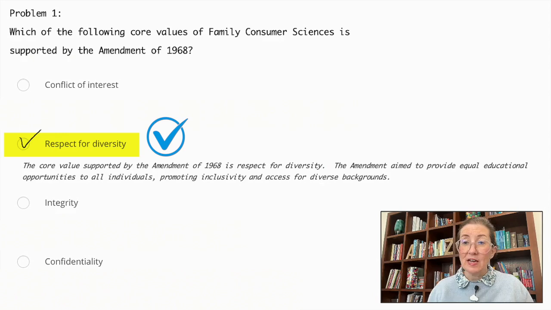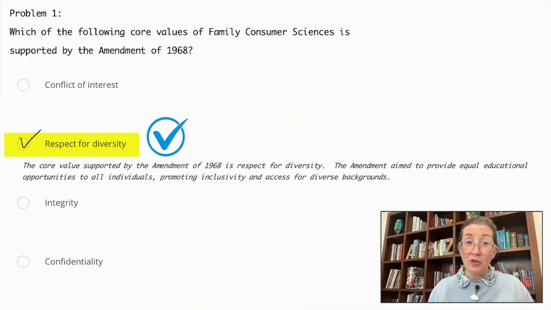The Amendment of 1968, also known as the Vocational Education Amendments of 1968, aimed to provide equal educational opportunities to all individuals, including those from diverse and underrepresented backgrounds. This aligns with the core value of respecting diversity, as it promotes inclusivity and equal access to education.